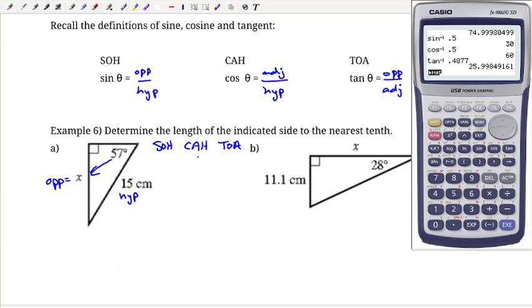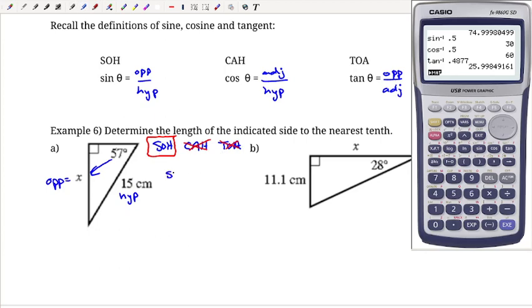So I look at my options and I say, okay, I've got, in this case, opposite side and hypotenuse, that's O and H. So looks like it actually works with opposite and hypotenuse. Cosine requires adjacent, which I don't have, and tangent also requires adjacent, which I don't have. So I'm going to set up my sine ratio.